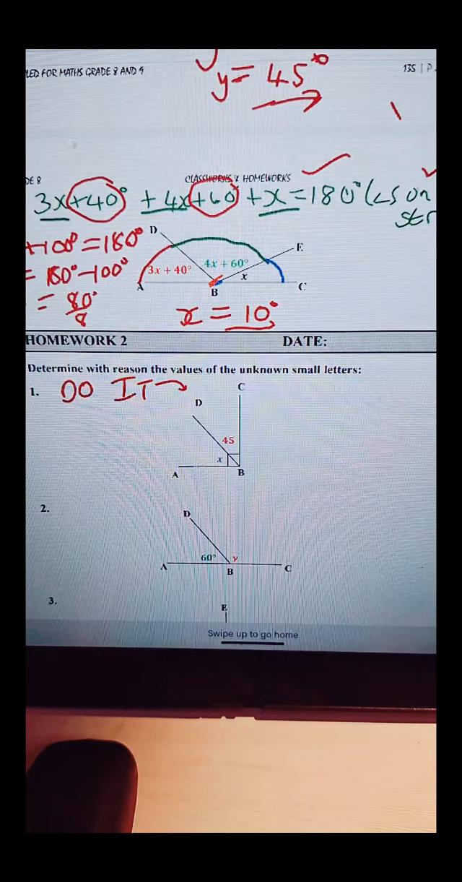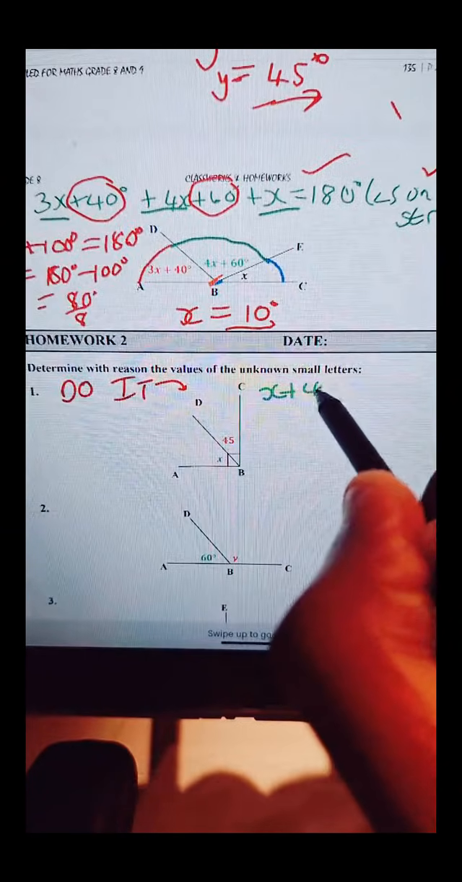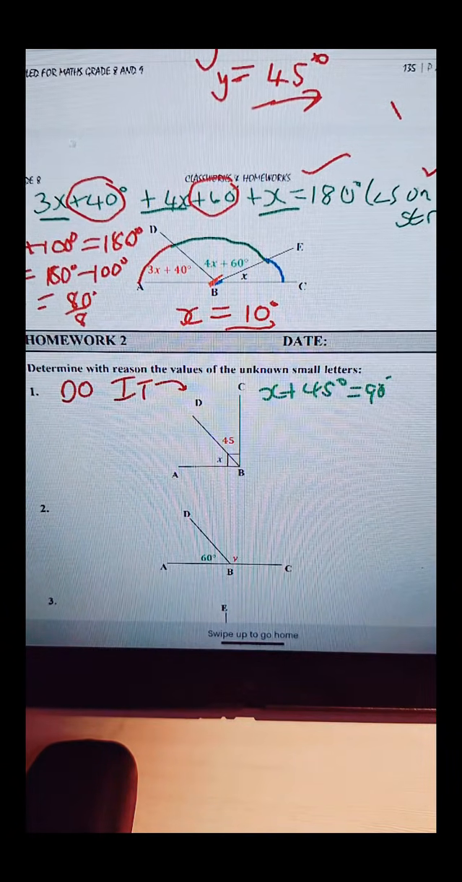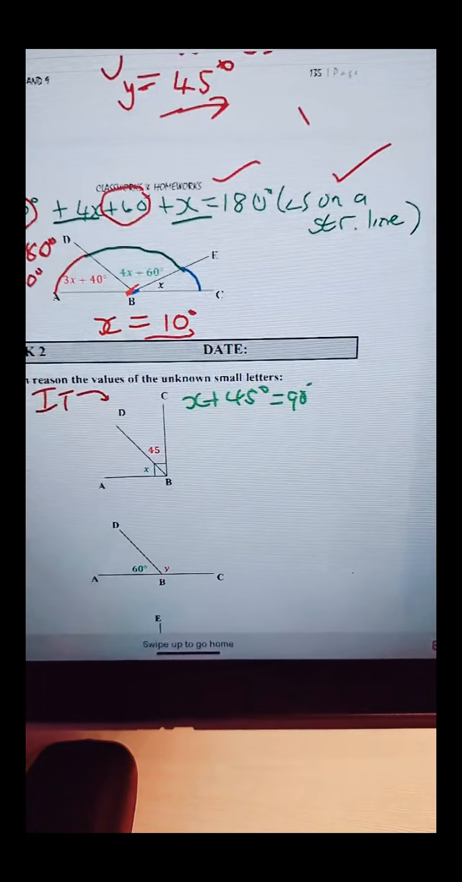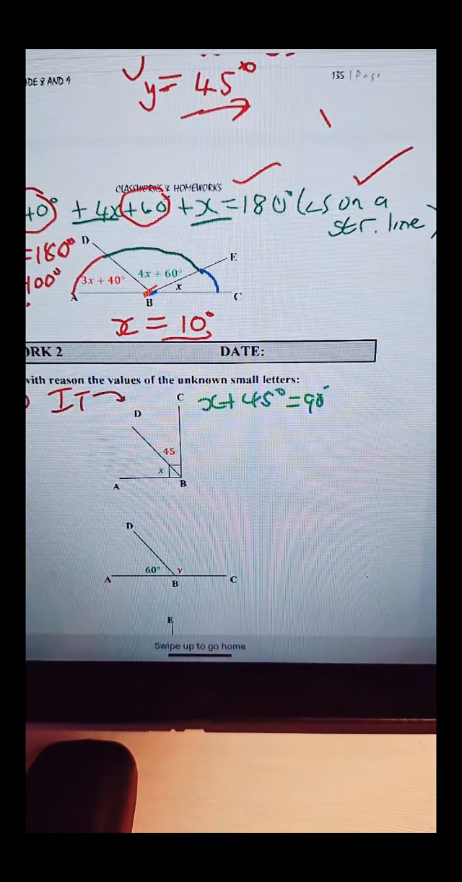Okay, go Ndalo, go Ndalo. I love your statement, Ndalo. Very good. That's the consequence of the accompanying reason. Let me just go ahead and write what Ndalo did. Wrote x plus 45 degrees is equal to 90 degrees. What's the reason? What would be the accompanying reason, Ndalo?